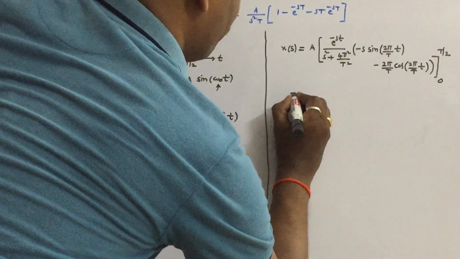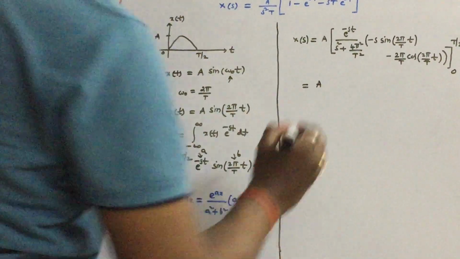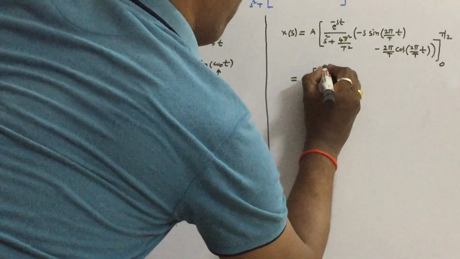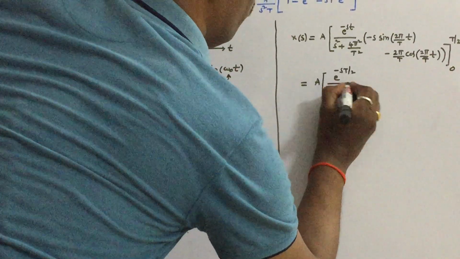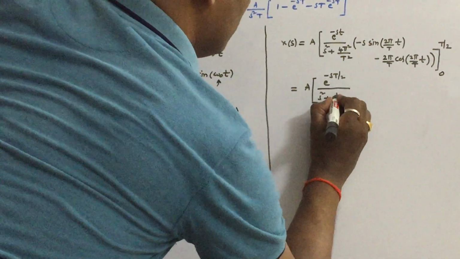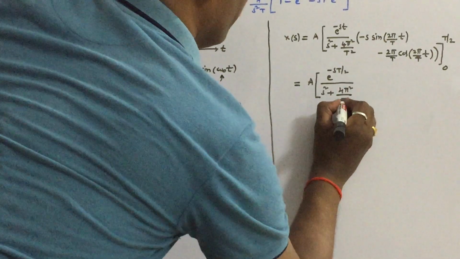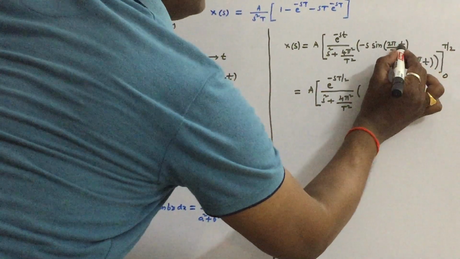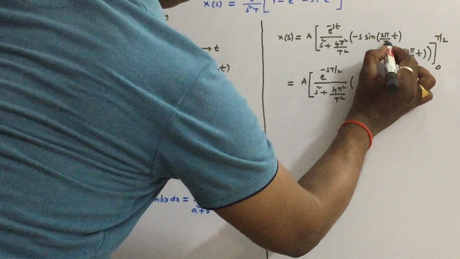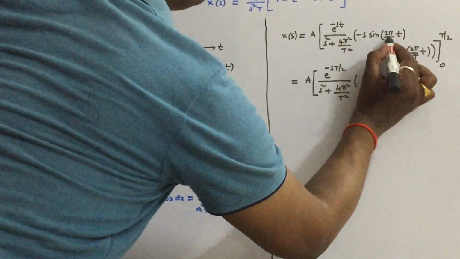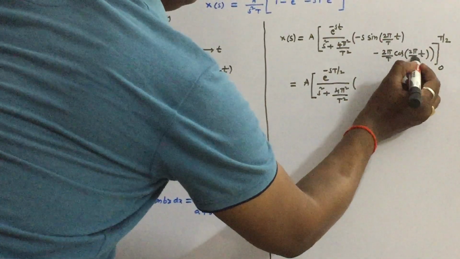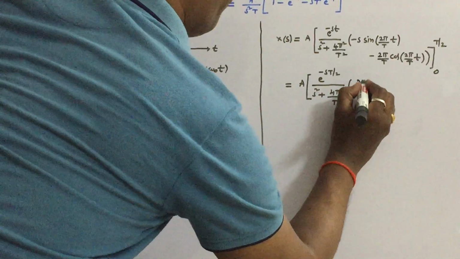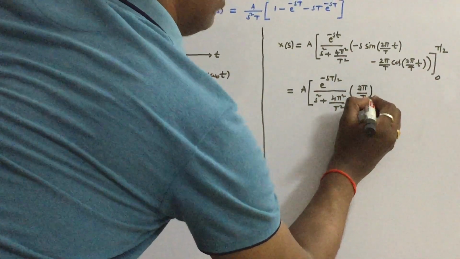So let us make the substitutions. A into, if you substitute the upper limit, it will become e power minus s into capital T by 2, by s square plus 4 pi square by T square. If you substitute the upper limit, T gets cancelled out, 2 gets cancelled out, sin pi is 0. Again T gets cancelled out, 2 gets cancelled out, cos pi is minus 1. So it will become 2 pi by capital T. So this is the upper limit answer.